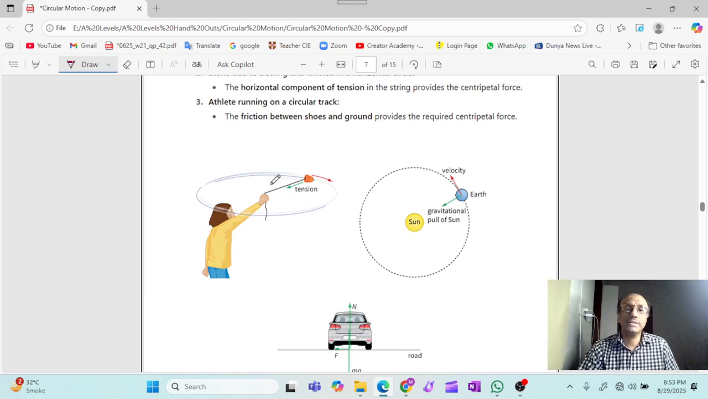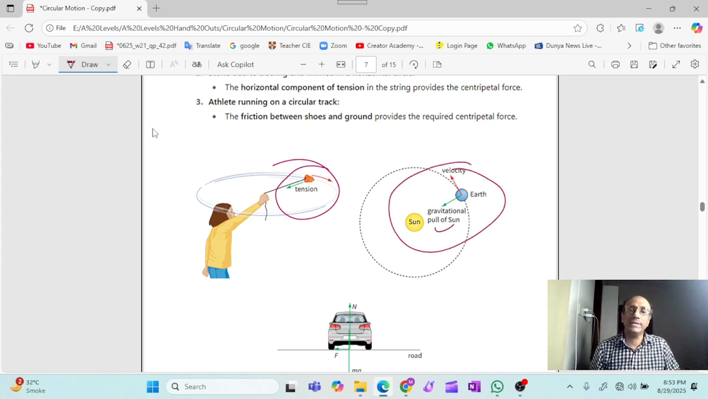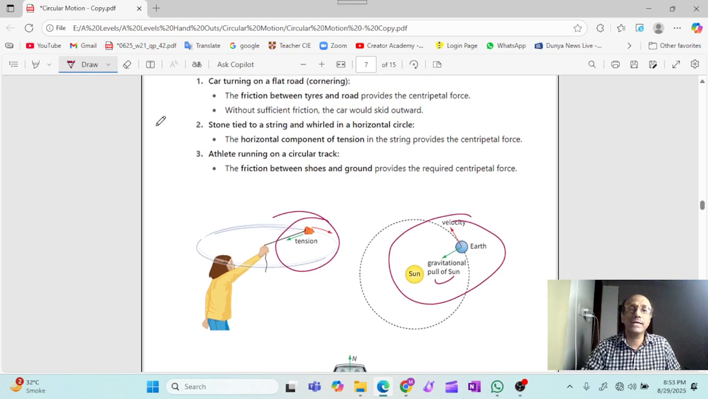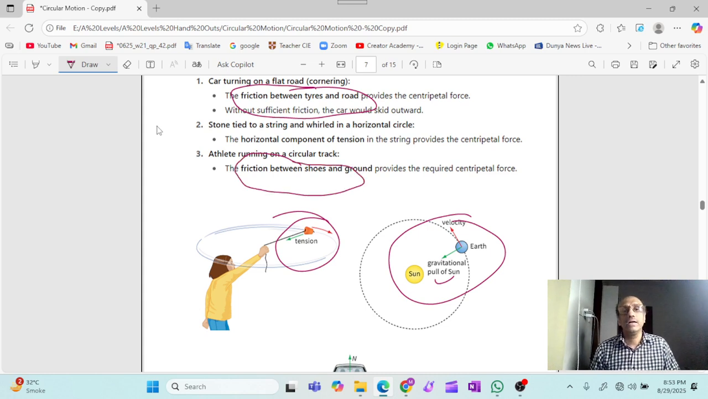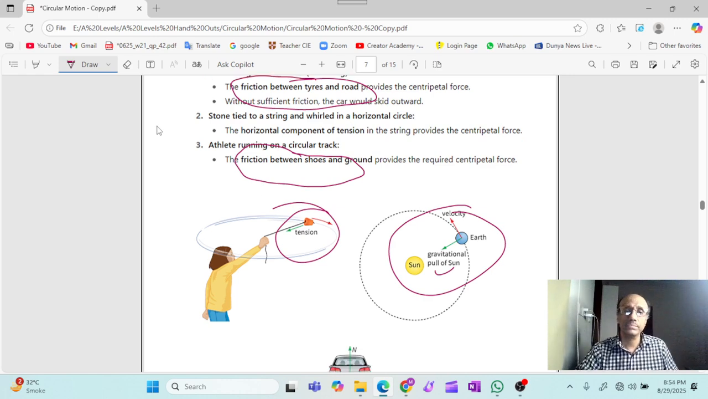So what is required? The sources are different for each. For example, a student is revolving a stone with the help of a string, so the force of tension will provide the centripetal force. If we talk about the planets, then the force of gravity will be the source of the centripetal force. If a car is turning around the corner, then the force of friction between road and tires. An athlete running around a circular track, force of friction between shoe and ground. So it means that there will certainly be a source for the centripetal force.